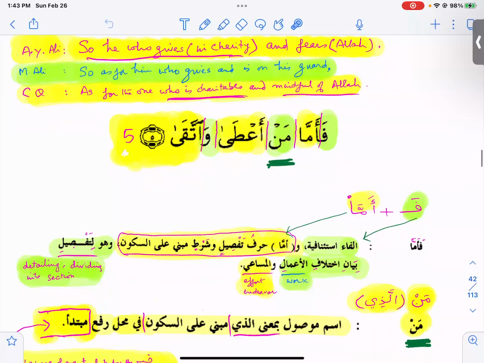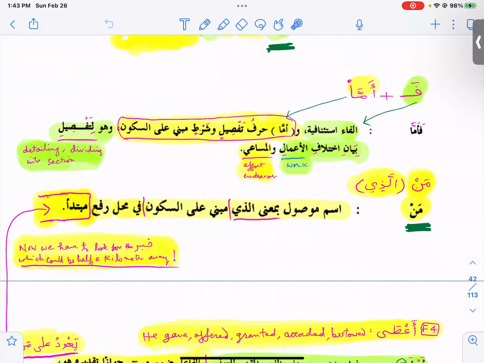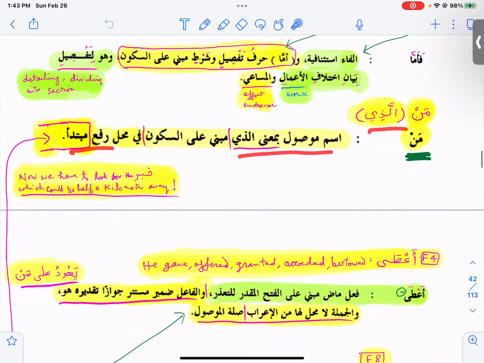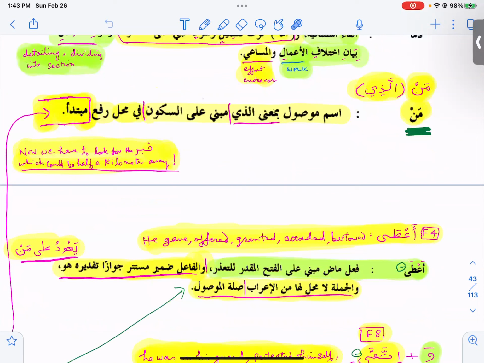Ata wattaqa. We had already done it, but this is what I wanted to tell you, that we have here amma man. Man, brothers and sisters, here is man, which means alladhi. This is your Mubtada. And I jokingly said, whenever there is a Mubtada, we should try to figure out where the Khabar is. Now we have to look for the Khabar. Whenever there is a Mubtada, we must look for the Khabar, which could be half a kilometer away.